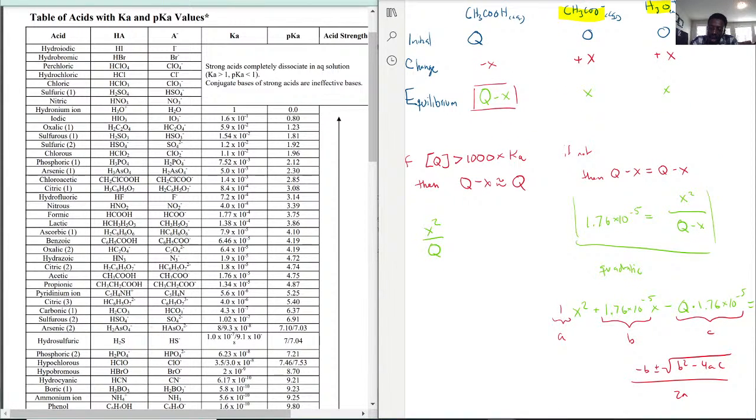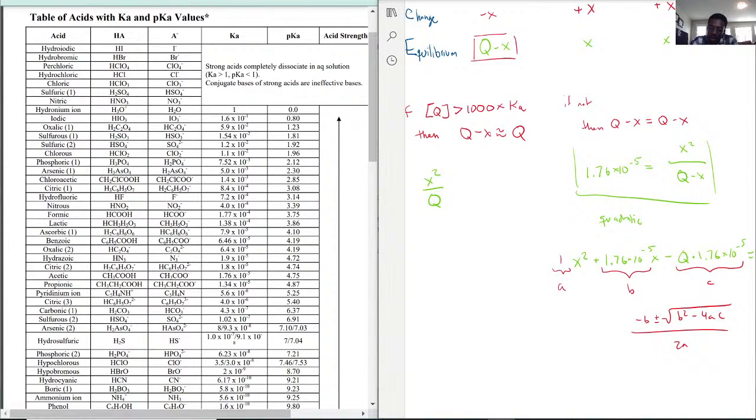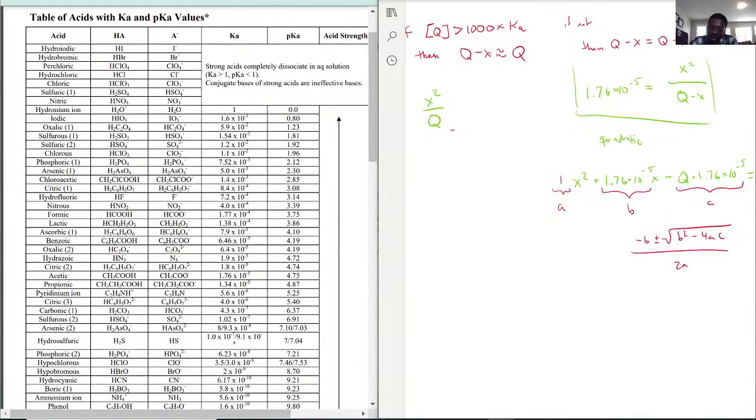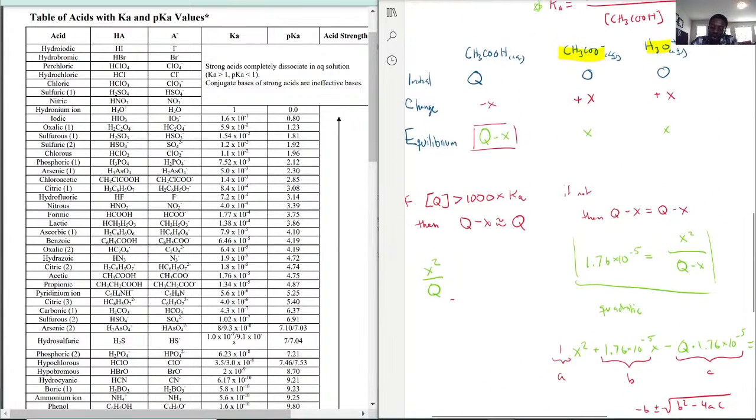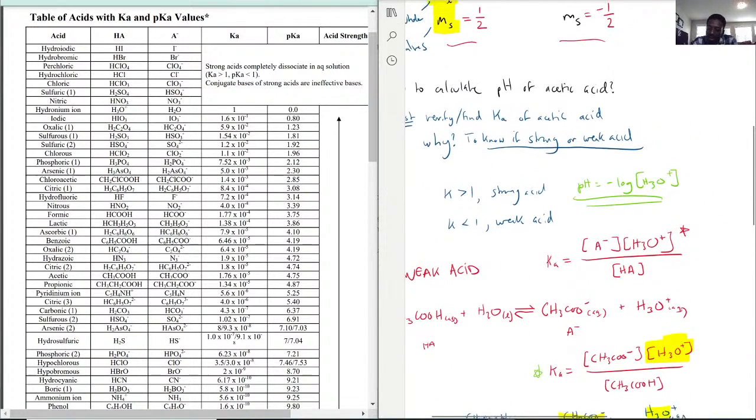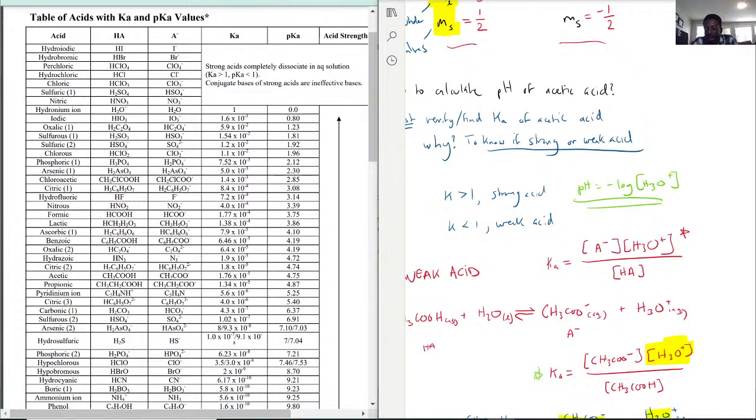So all that work, whether you use this way or the quadratic equation, will give you an x value. That x value you get is going to be your concentration of H3O plus and also the concentration of your conjugate base, as long as both of them started at 0 initially. But you really just want the H3O plus. And now that we've got the concentration of H3O plus, we can finally go all the way back and plug it into here to find out the pH of acetic acid.